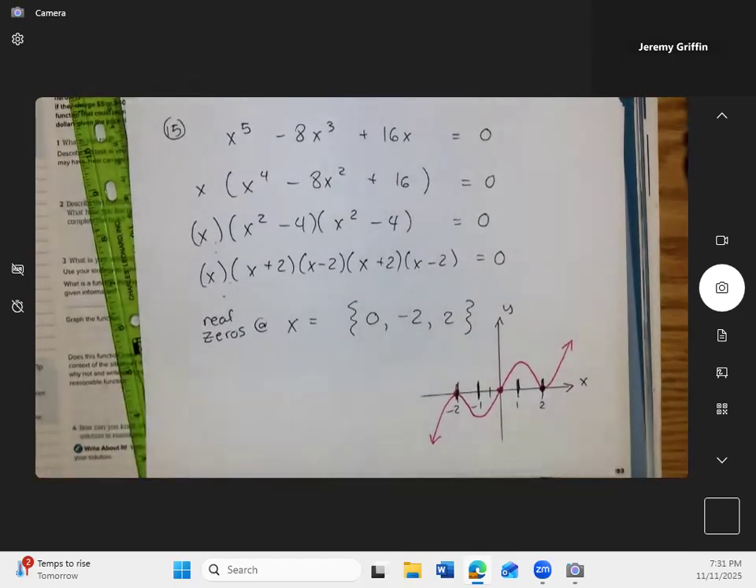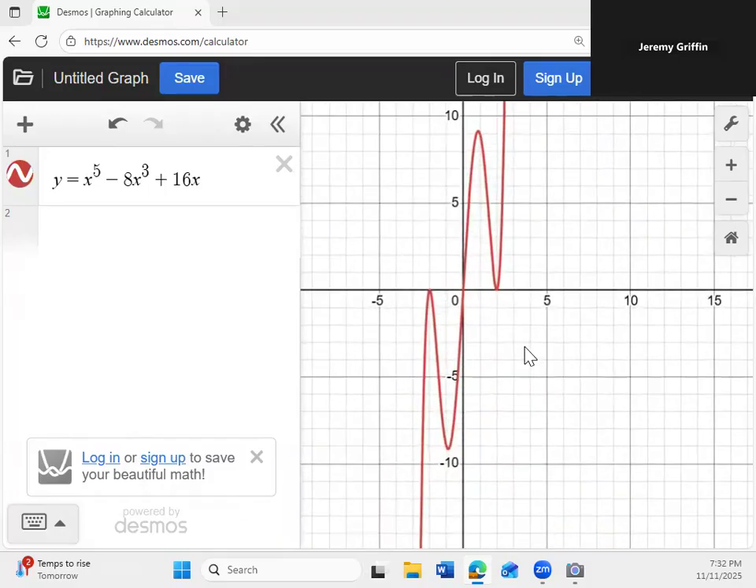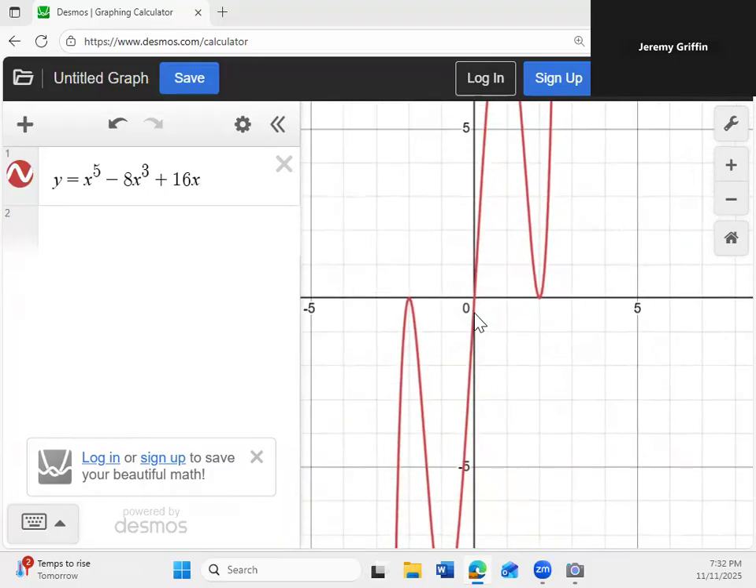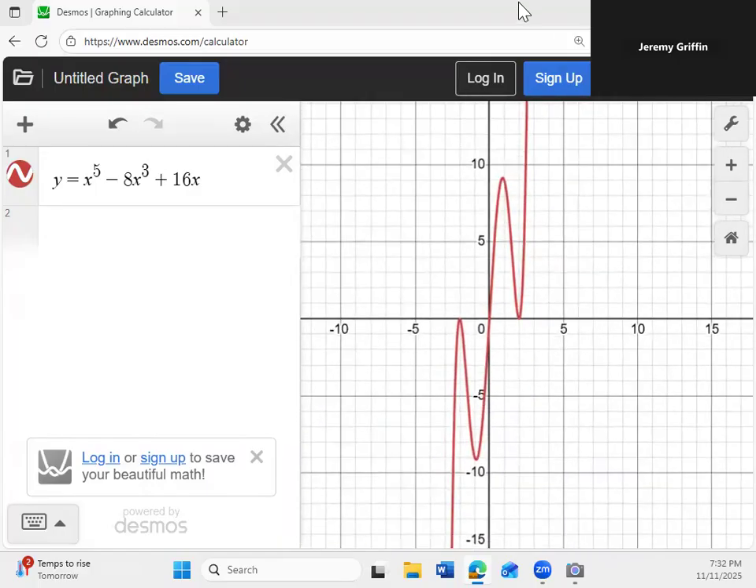Here, let's throw that in Desmos. Yeah, would you look at that? It's exactly what I said it was going to be. That's the same thing I just drew. Same thing. All right, we are good.